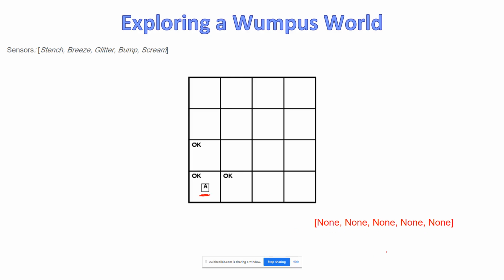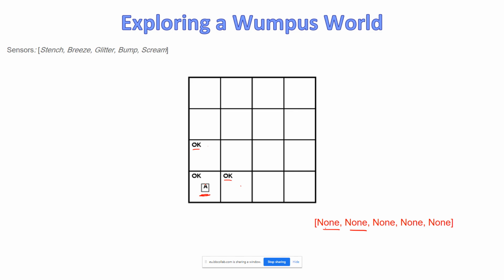Okay, these 5 percepts are in that order: stench, breeze, glitter, bump, scream. Since there is no stench and there is no breeze, that means there is no pit here, and there is no pit here or there, and also no Wumpus here or there, right? So that's why we wrote OK here. OK means this room is safe, we can step into it, and this room also is safe since there's no pit nor Wumpus.